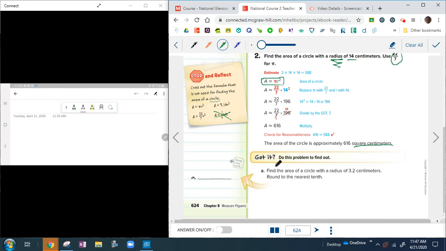All right, A. Find the area of a circle with a radius of 3.2 centimeters, round to the nearest tenth. They didn't tell you which approximation to use, so I would use 3.14, but I'm not going to make you do that, okay? Use 3.14. So I'm going to have you pause, try it yourself, and then check out the answer here when I click this button. All right, hope you did all right. If you need any help, please rewind and try again.